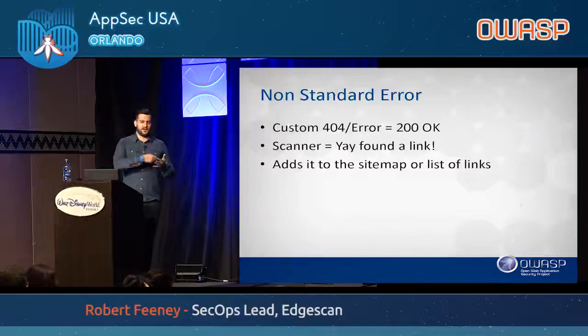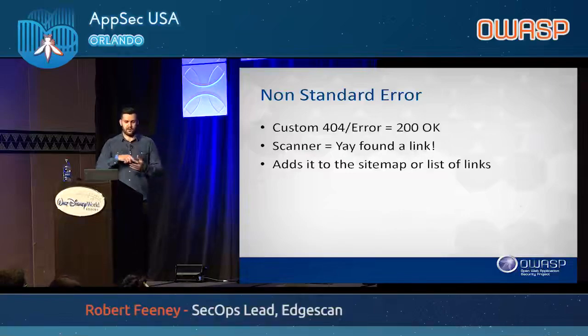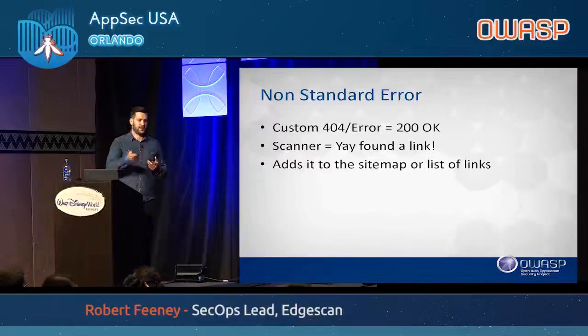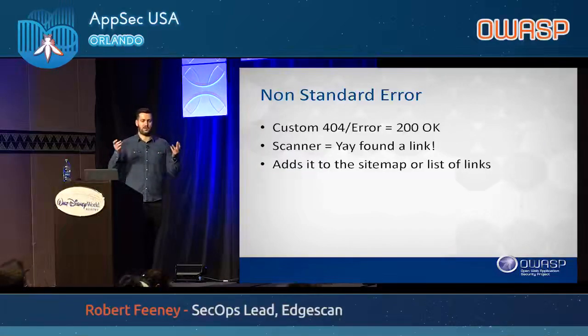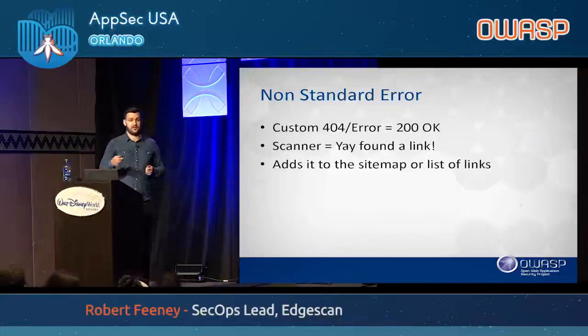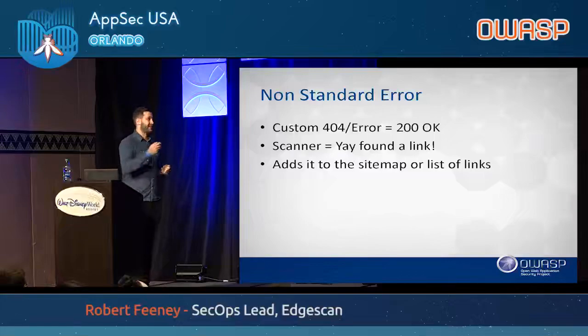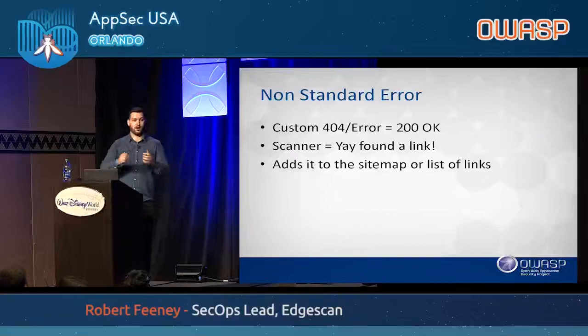And what happens there is when the scanner is crawling, and of course, when scanners are crawling, they put in random strings to try to find, like if you're using Dirbuster, different directories that weren't directly linked to the app. The crawlers think that they have found a legitimate link, and then they add that link to the sitemap or the list of links that you're going to scan, and it just clogs up the scanner.